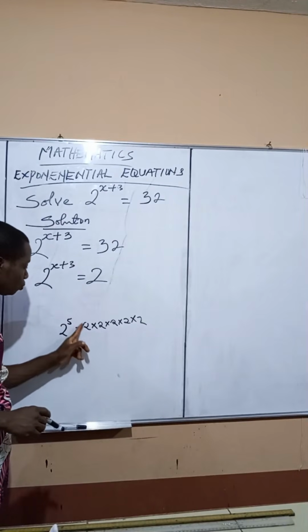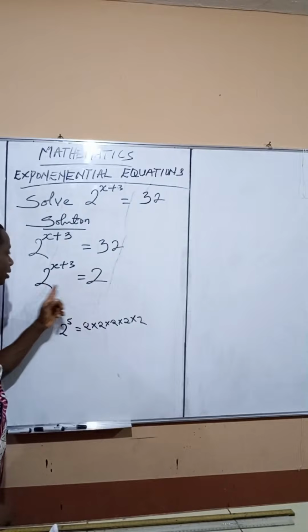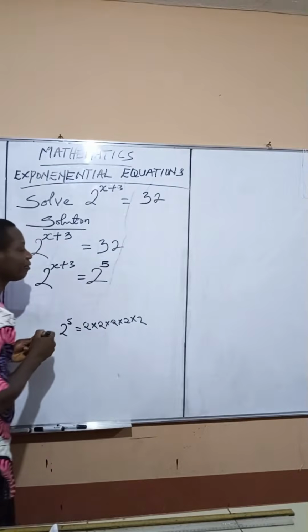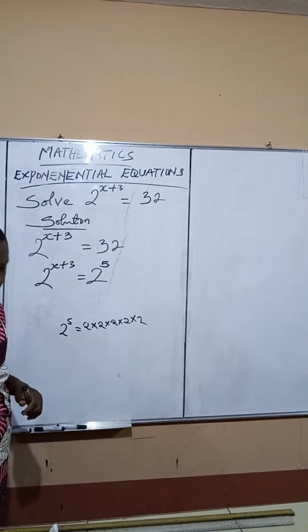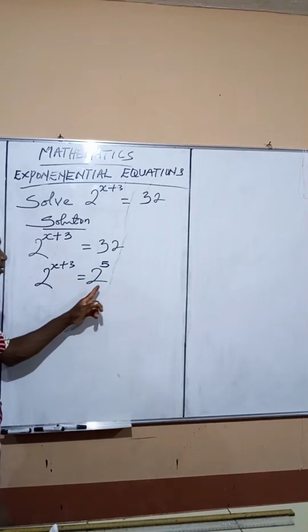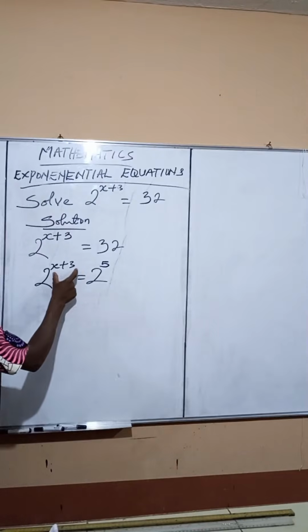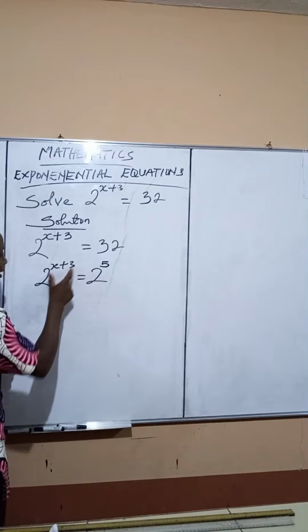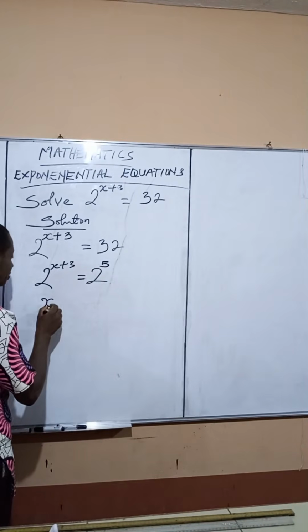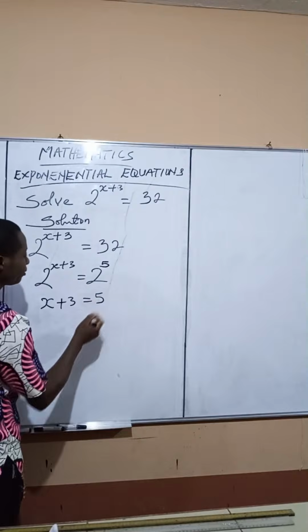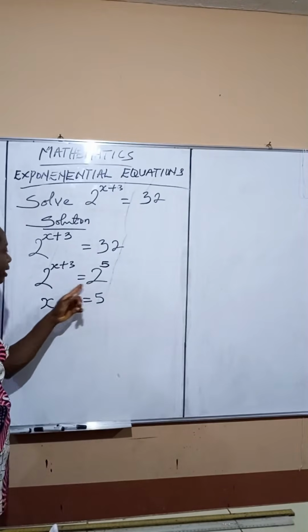So we are placing 2 raised by 5 here so that the bases can be equal, which means we have 2 raised by 5 right at the right hand side. So we can let this go. Now that we have achieved our aim of equating the bases, the next thing we are going to do is to take the exponent. So at the left hand side, we have x plus 3 equals 5, because the bases are now equal.